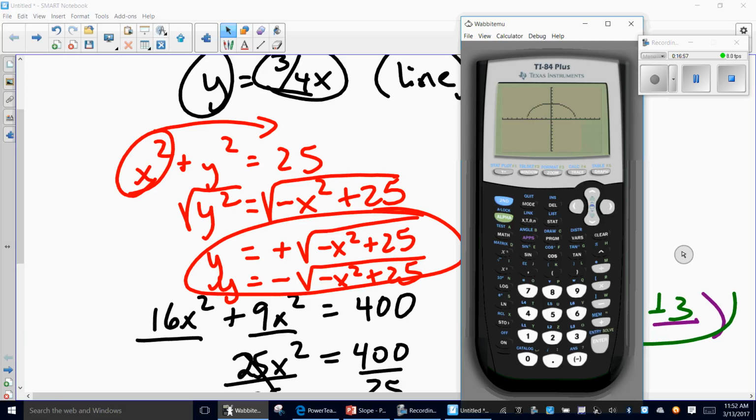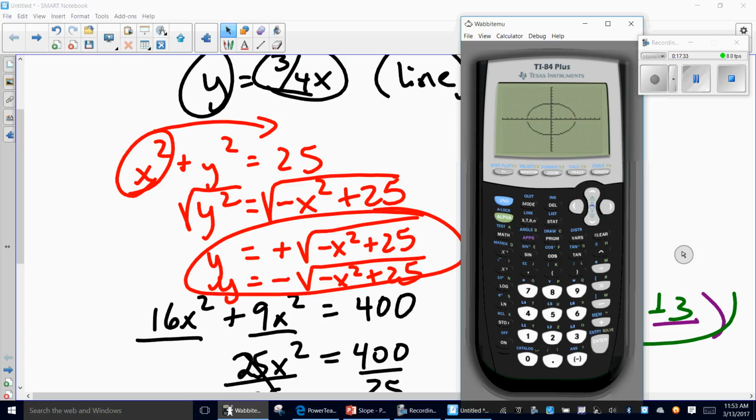What happens if I only put in the positive square root of negative x squared plus 25? You only get half of it. Do you see why you have to have the plus or minus? So I only see half a circle. To get the whole circle, I've got to go back down and put in the negative square root of negative x squared plus 25. Does everybody understand what I did? And so now you're going to get the full circle.